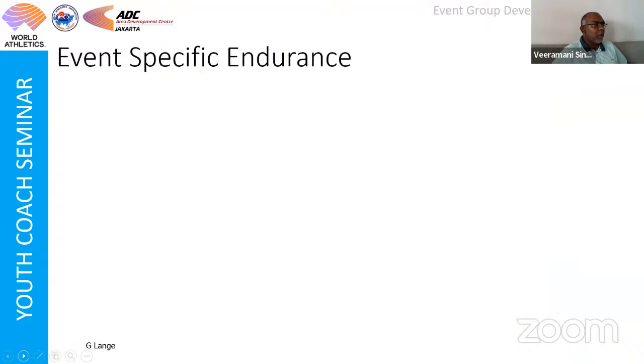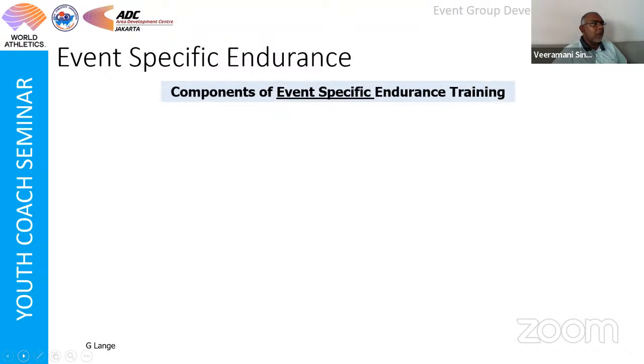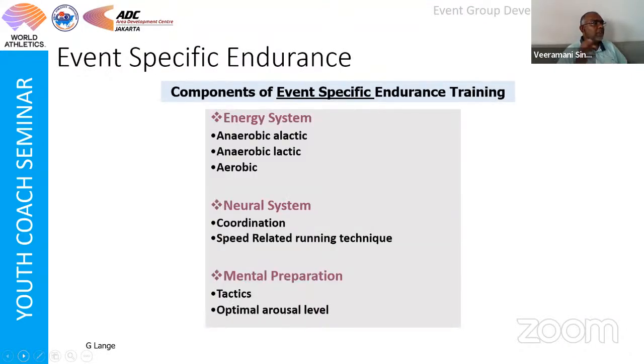Okay, for event specific, some of the components we have seen because of the race profile that we saw earlier. Energy systems wise, of course, anaerobic alactic, lactate, and aerobic systems will be involved. Neuromuscular system, we mentioned because of the event's demand for the speed element of it. So coordination and speed-related running mechanics will be important to develop. And of course, tactics and optimal arousal, mental preparation.